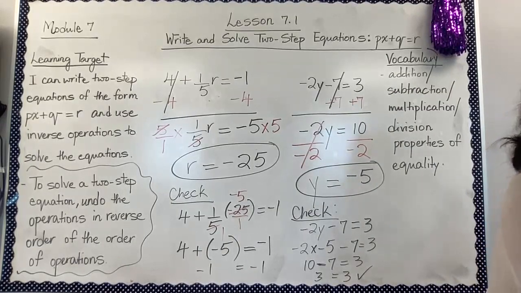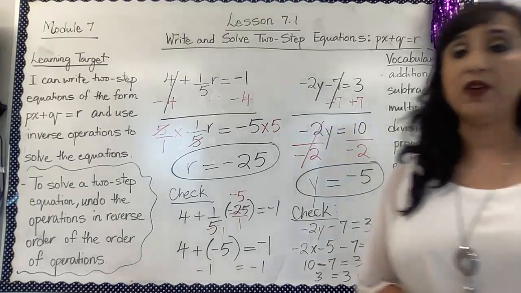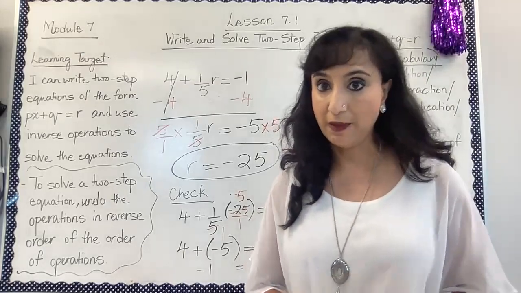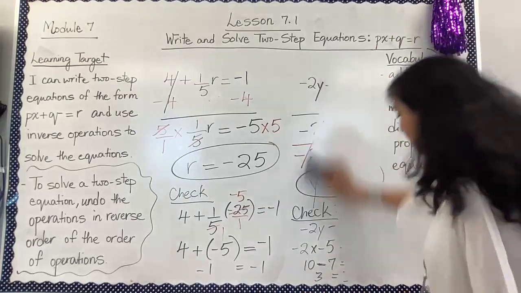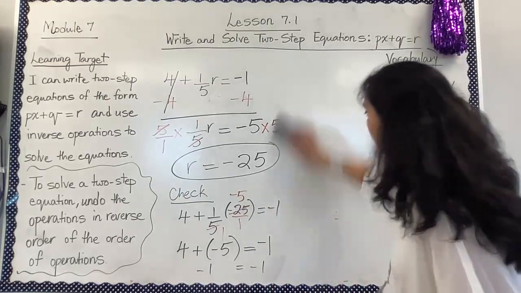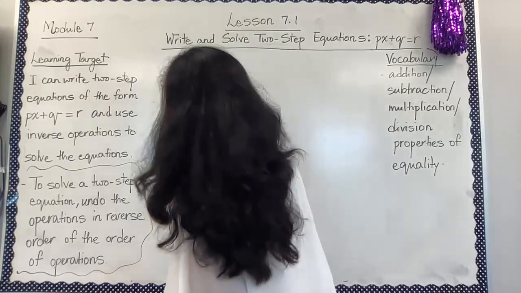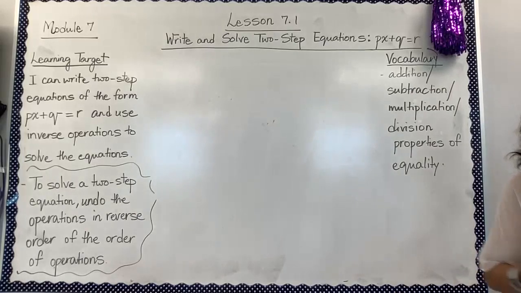Right? Now, there are two ways to solve two-step equations. One is the arithmetic method, and the other one is the algebraic method. Okay? I'm going to show you both. So you have the arithmetic method and the algebraic method. So let's say I'm just going to use an example.